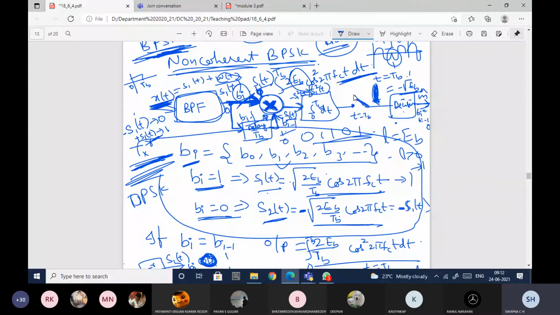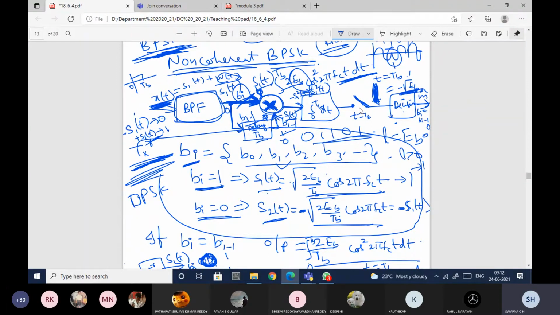When you sample it at t is equal to Tb, you'll get L. That L value will be less than 0. So if you have minus 2 Tb, then the decision will be in favor of symbol 0. So this is how the non-coherent BPSK can work.